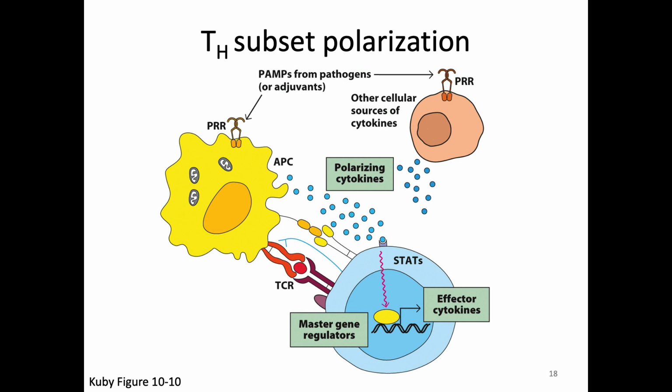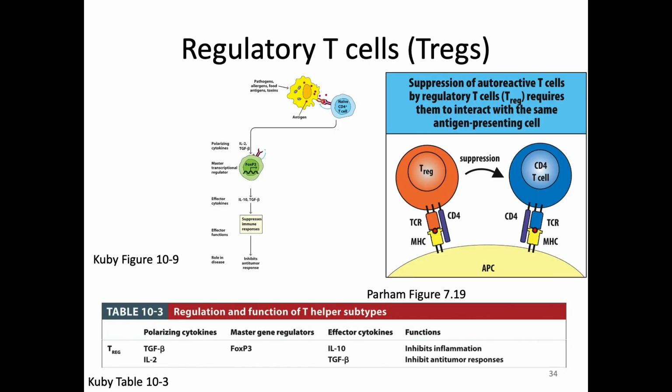The piece that I did not get a chance to tell you about last time is a lot of detail about the fifth and final helper T-cell subset. The final helper T-cell subset that we didn't have time to talk through is known as the regulatory T-cell, or the Treg subset.